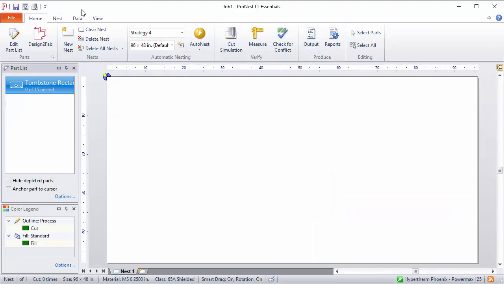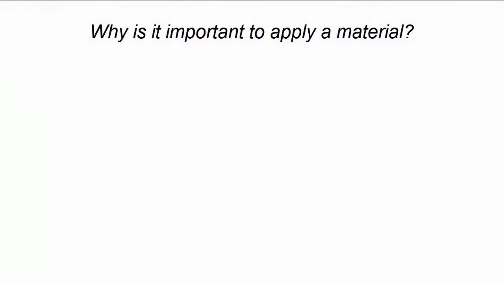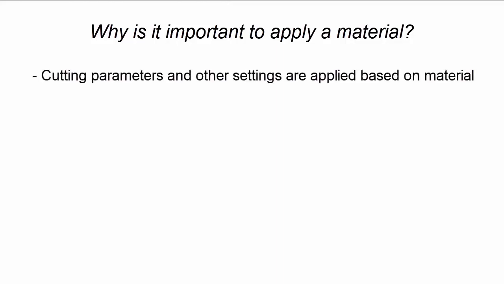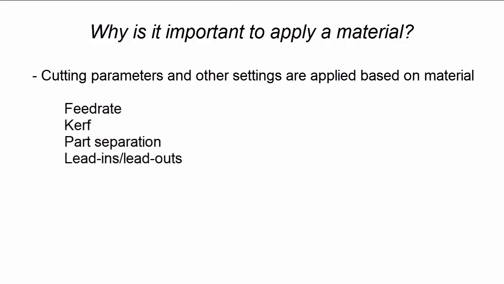Once material is set for the job, it shows up at the bottom of the main window in the status bar. So for this job, I have mild steel 0.25 inch, and the class is set to 65 amp shielded for my particular plasma setup. So why is it important to apply a material in ProNest? The first reason is that cutting parameters and other settings are applied based on the material that you select. This includes things like feed rate, kerf compensation, part separation values on the nest, lead-ins and lead-outs. The list goes on and on. There are a lot of different settings that vary based on material.